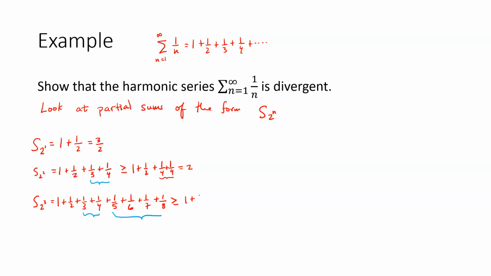So I got 1 plus 1/2 plus 1/4 plus 1/4. And then replacing all these with 1/8, this is now 4/8, which is 1/2. So this is 1/2, and now this is 1/2 as well. So we got 1 plus 1/2 plus 1/2 plus 1/2, and so that would be 5/2.